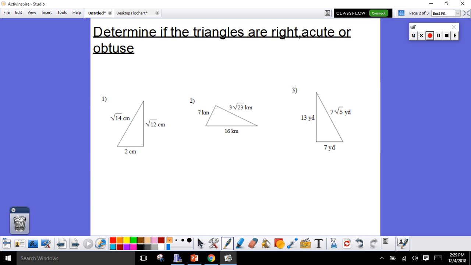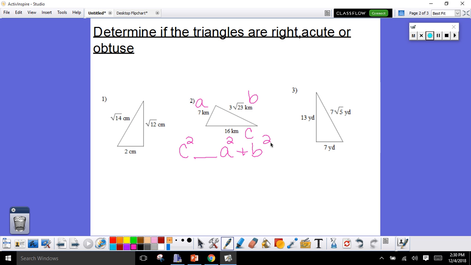First thing I do, I find the biggest number. So my biggest number is going to be 16. That means that that is my C. Then the other two numbers can be A and B. I write my formula like always, C squared, a space, A squared plus B squared, and I'm going to be substituting the numbers.